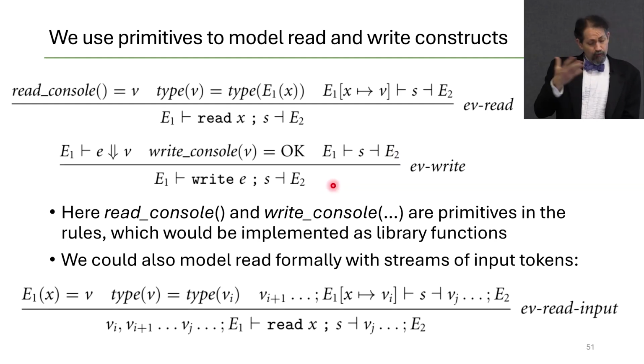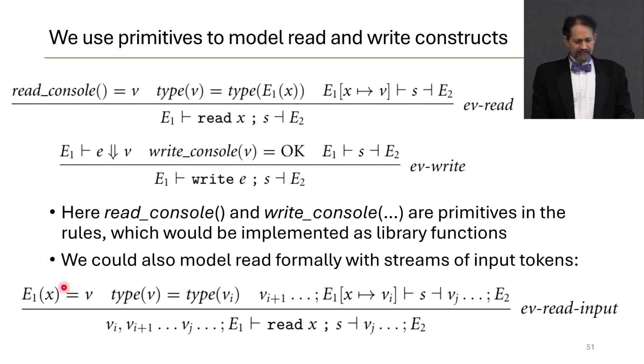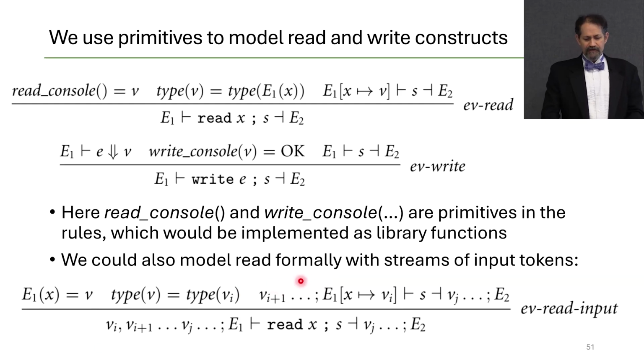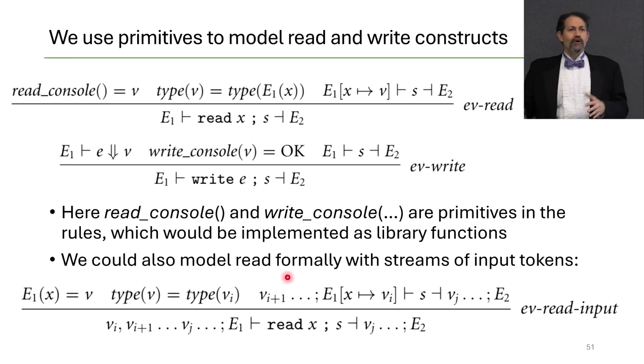Now, if we wanted to be a little bit more formal about reading and writing, we could have streams of input tokens. So in addition to an environment E1, we could say, okay, here are all the tokens you're going to read as this program executes. Reading x will basically say, okay, I'm going to read E1 of x, and we'll get some value v. We check that the type of v is the type of the first value that we're going to read, and then we evaluate the rest of the program. The rest of the program is going to read v of I plus 1, and so on.